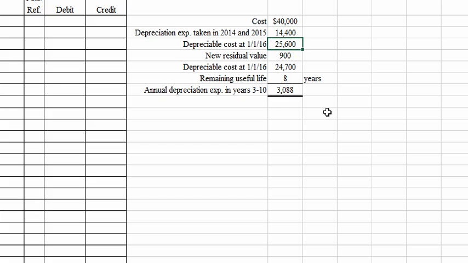If we subtract that out, that leaves us with a depreciable cost at the beginning of January 2016 of $25,600. We have a new estimate of the residual value, only $900, which we subtract from the $25,600. That leaves us with our actual depreciable cost at the beginning of January 2016 of $24,700. We'll divide that by the 8 years, and we get annual depreciation expense in years 3 through 10 of $3,088. So now we want to make our journal entry for that amount.